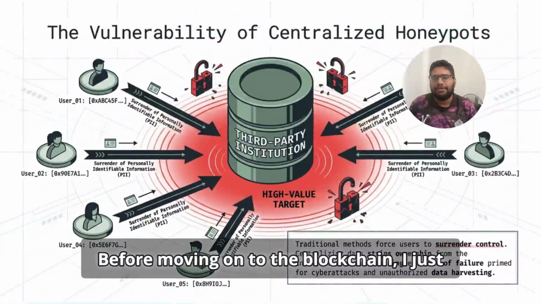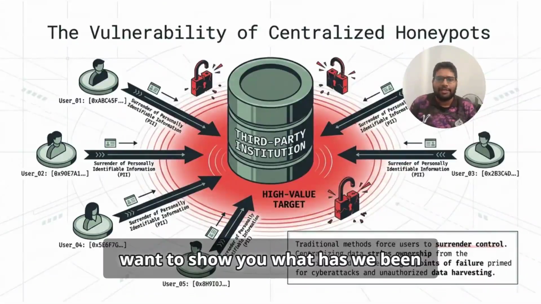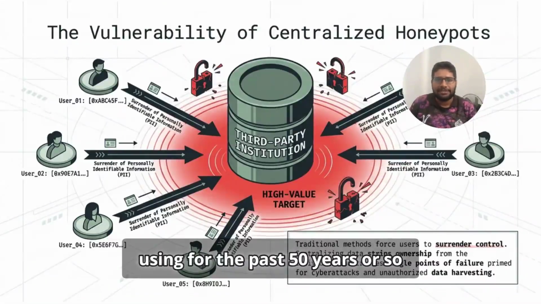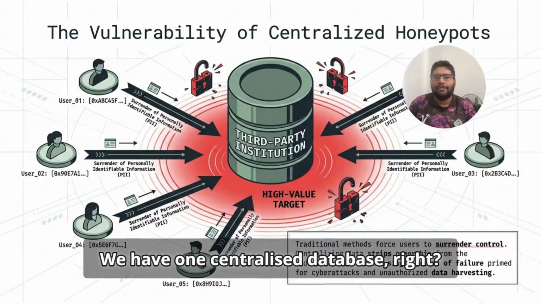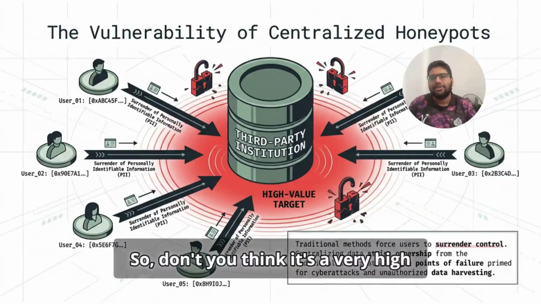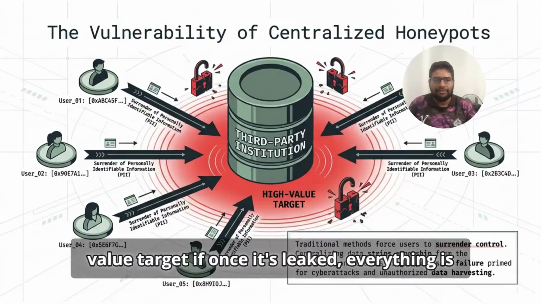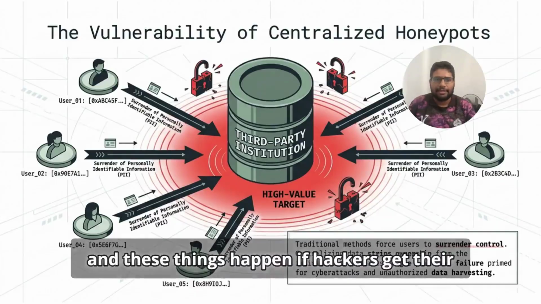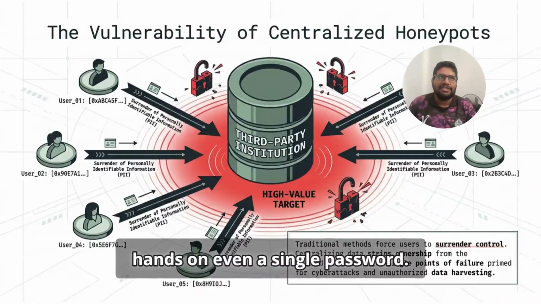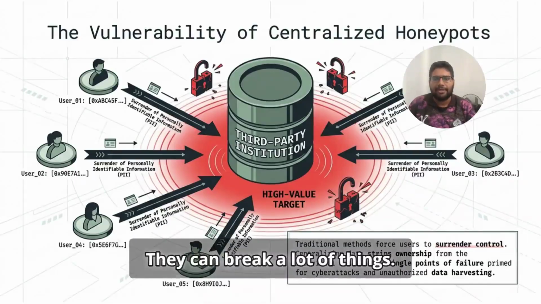Before moving on to the blockchain, I just want to show you what we have been using for the past 50 years or so, our old technology. We have one centralized database, right? Don't you think it's a very high value target? Once it's leaked, everything is leaked, so the whole company needs to shut down. And these things happen if hackers get their hands on even a single password. They can break a lot of things.